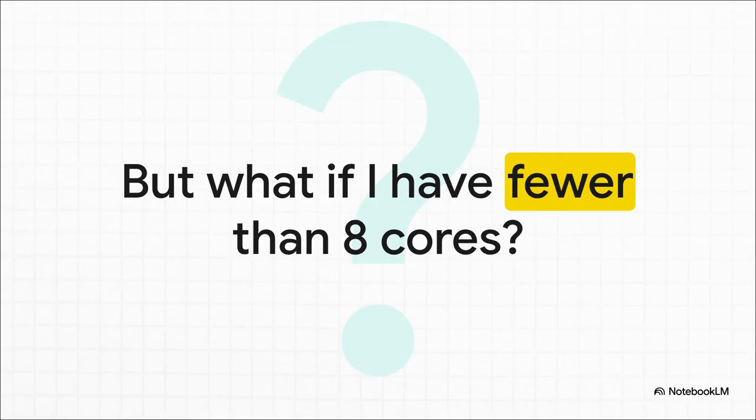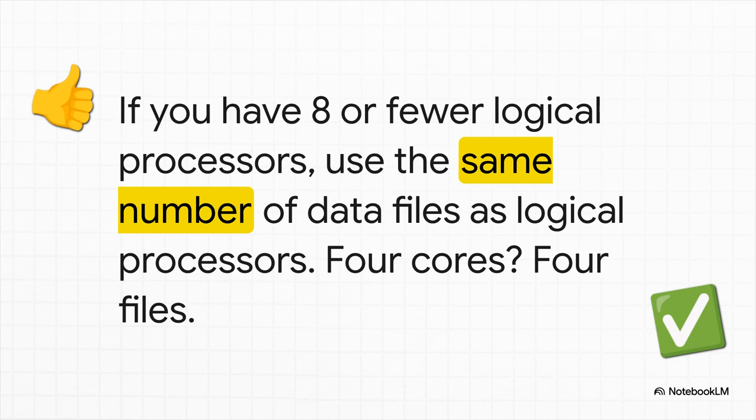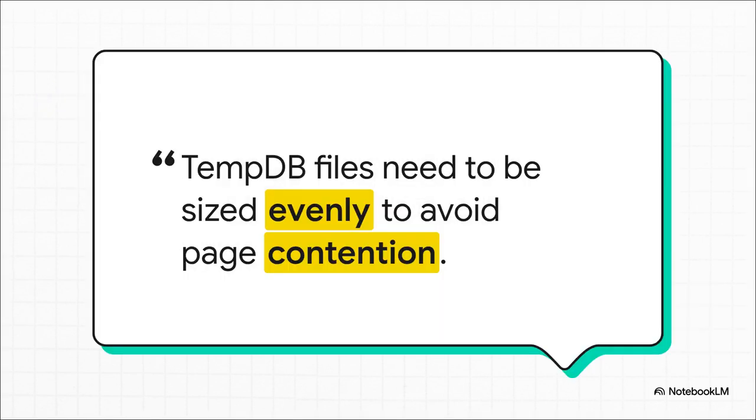Okay, I can hear you now. You're thinking, hold on. My server is a small VM. It only has 4 cores. It's the #1 question I get. And don't worry, there's a super simple rule for it. It's this simple. If you have 8 logical processors or less, just match the number of data files to the number of processors. 4 cores, 4 files. 6 cores, 6 files. See? Super straightforward.